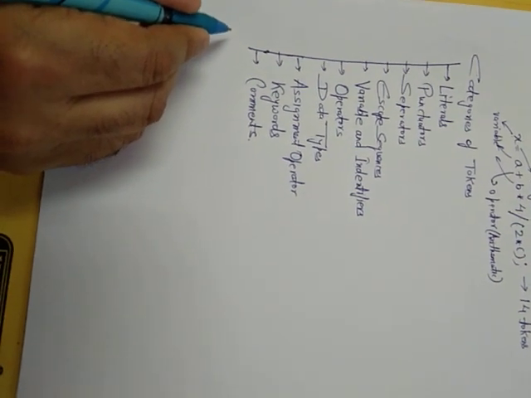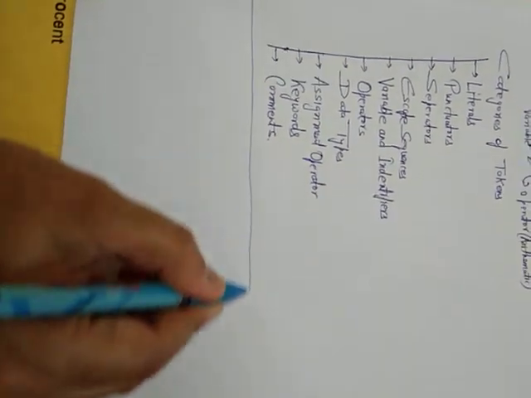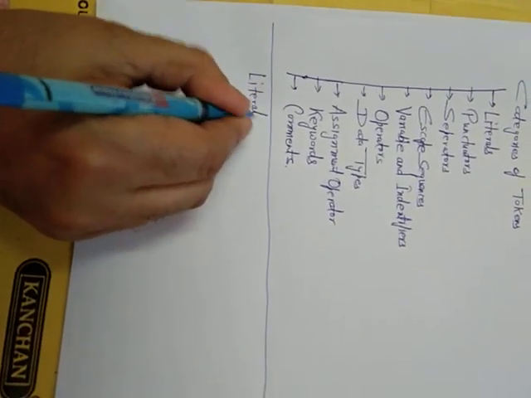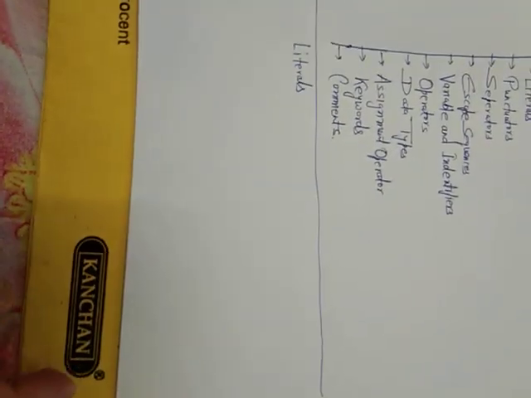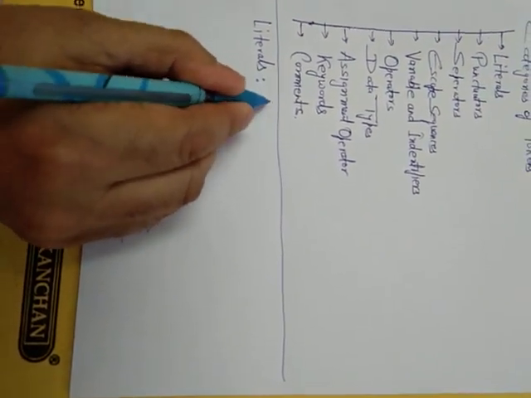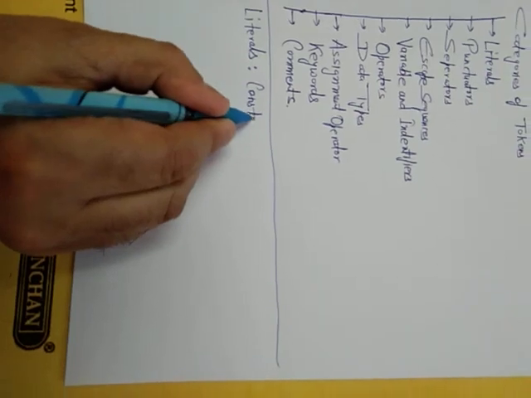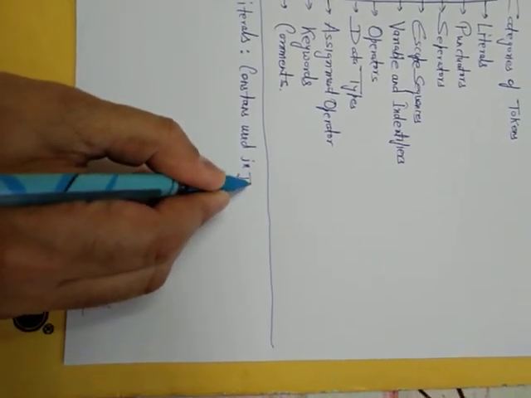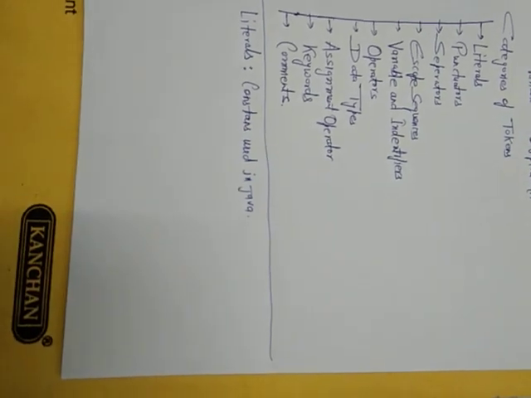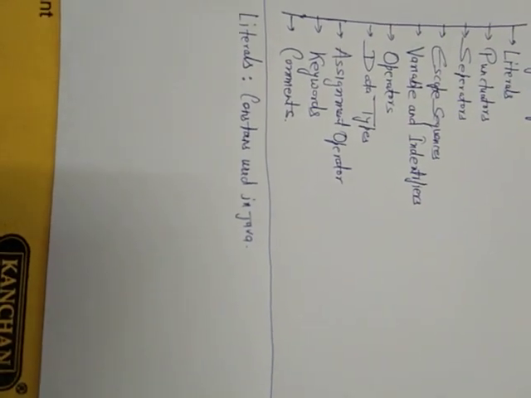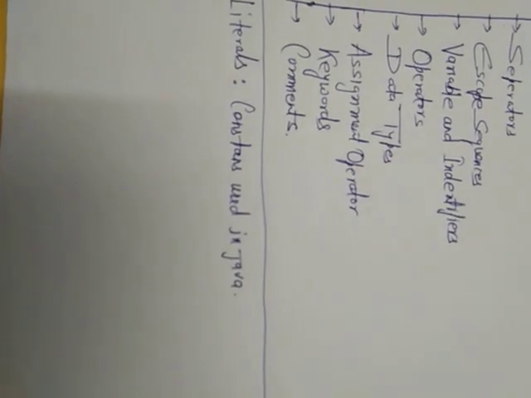Now we will discuss literals. My dear students, what is literal we will discuss here. Literals means constants used in Java. The constant's value which remains fixed throughout the Java program is known as literals.